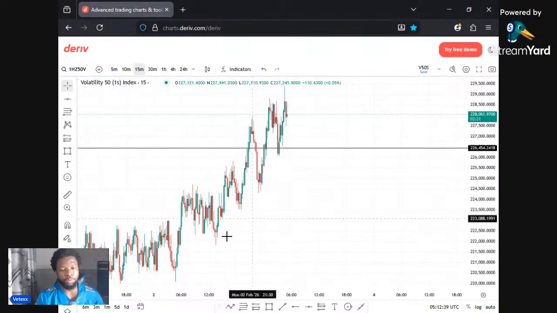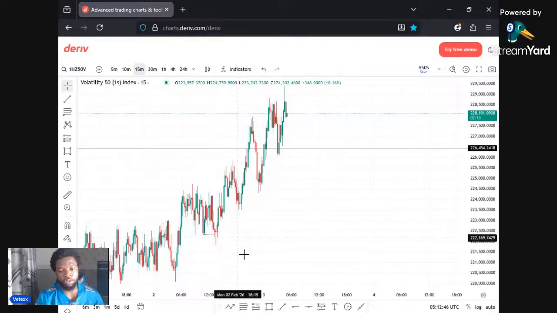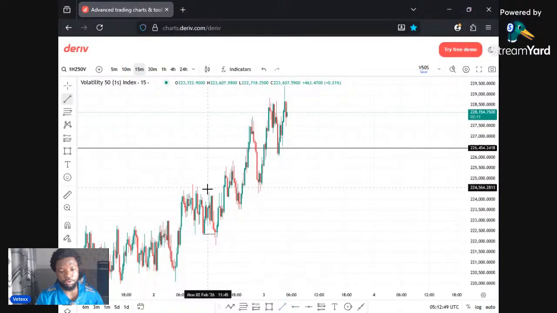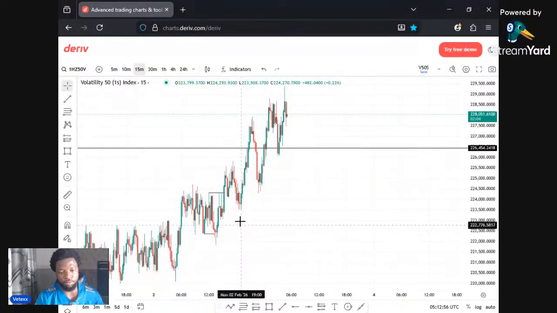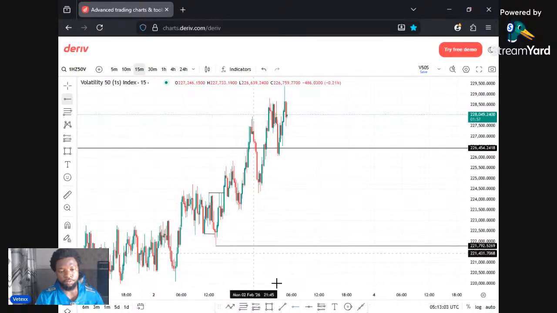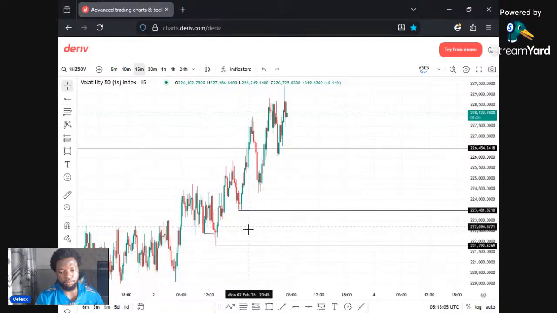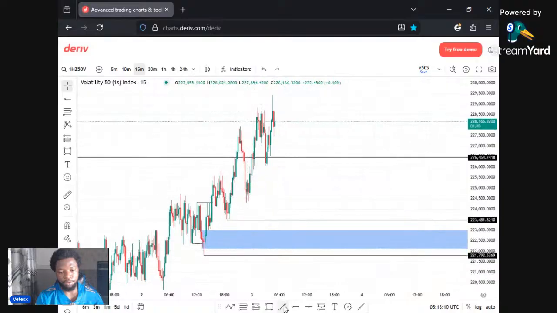So first of all, this is the point of interest that we are anticipating. Number one, we have what? Sweep of liquidity. You have break of structure, which is here. You have protected low. You have structural liquidity. And then we have POI. This becomes what? Second break of structure.